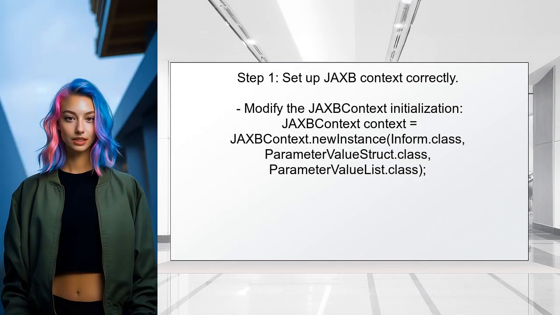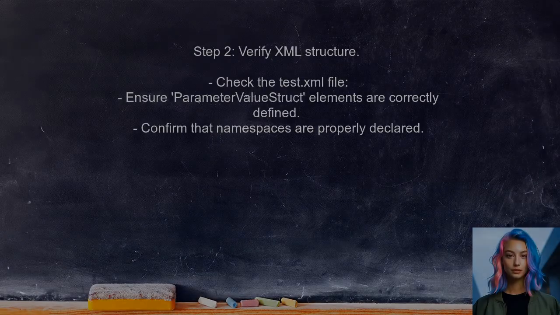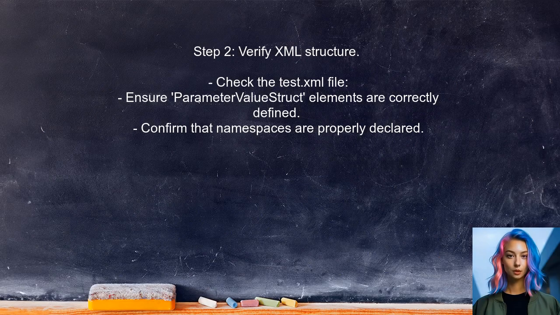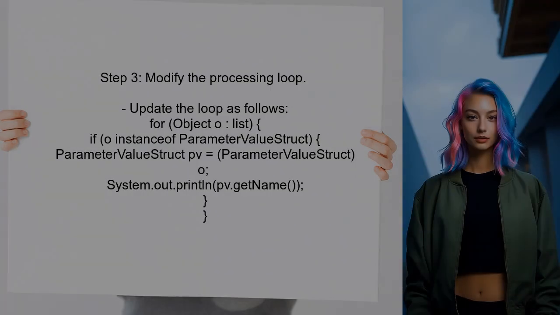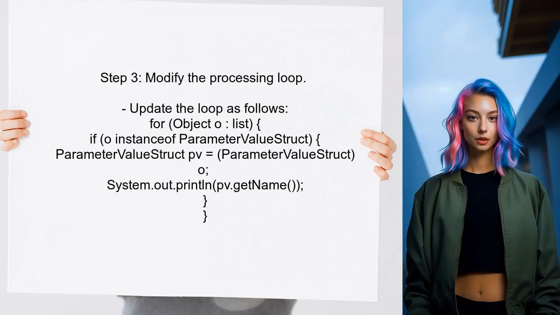To address the casting exception, the user should first ensure that the JAXB context is correctly set up to recognize the parameter value struct class. This can be done by explicitly specifying the classes when creating the JAXB context. Next, the user should check the XML structure to confirm that the elements are being unmarshaled correctly. The user can do this by inspecting the XML file to ensure it matches the expected structure for parameter value struct.